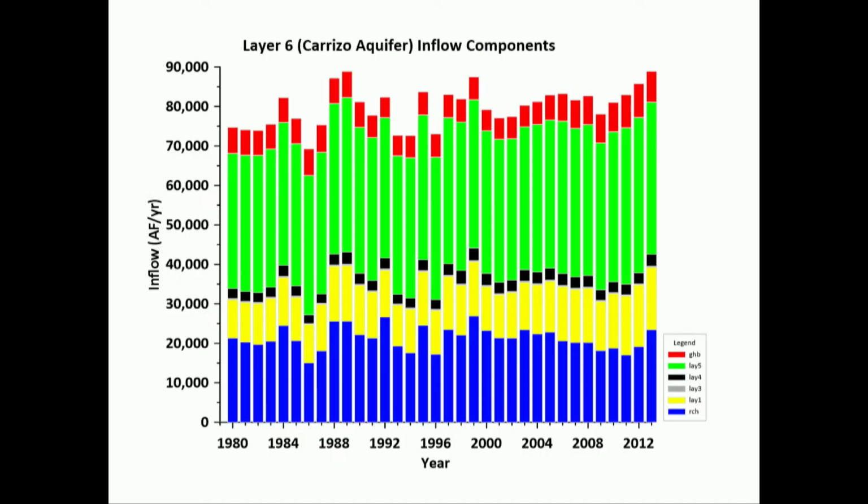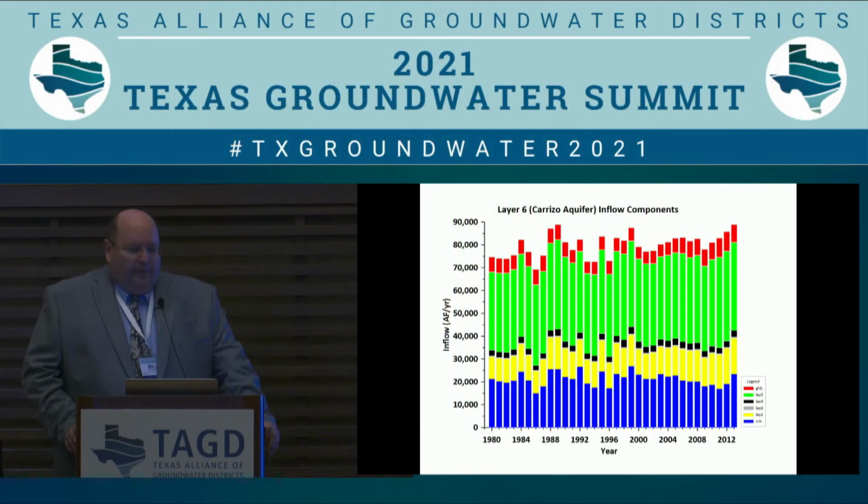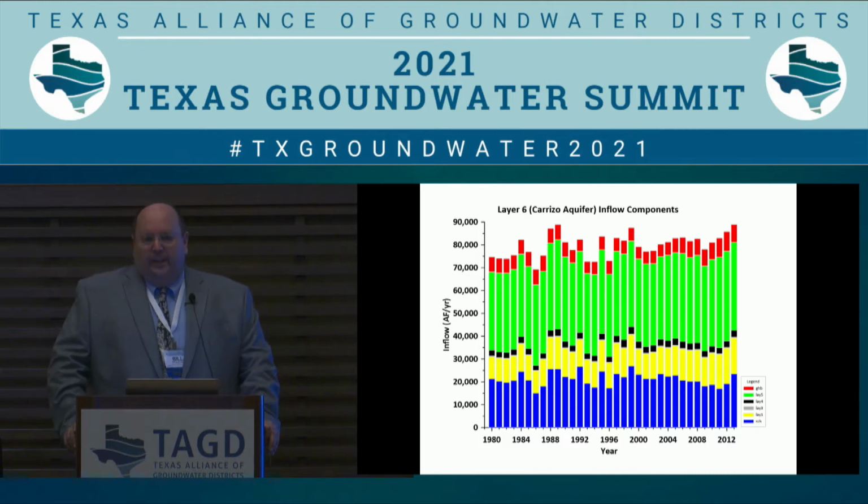So this gives us the ability to look at inflows and outflows from each layer. Now, the Carrizo is a surface layer, but it's also a down dip layer. And you'll see that yellow bar, the blue at the bottom is the recharge on the surface, but the yellow represents the inflow-outflow relationship between that alluvial layer, the superficial layer.